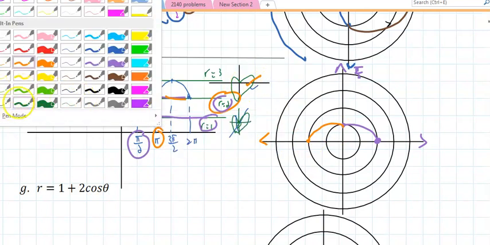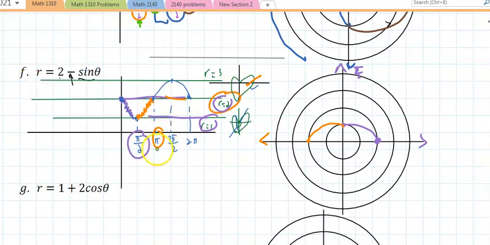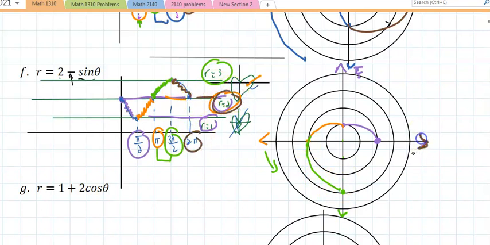How about between pi and 3 pi over 2? r is positive. I'm in quadrant 3. By the time I reach 3 pi over 2, r equals 3. There's 3 pi over 2, and there's 1, 2, 3. And then what? Then it decreases back. By the time you reach 2 pi, you are at 2. There's 2 pi, and there's 2. Of course, the graph is a smooth curve. And there it is.